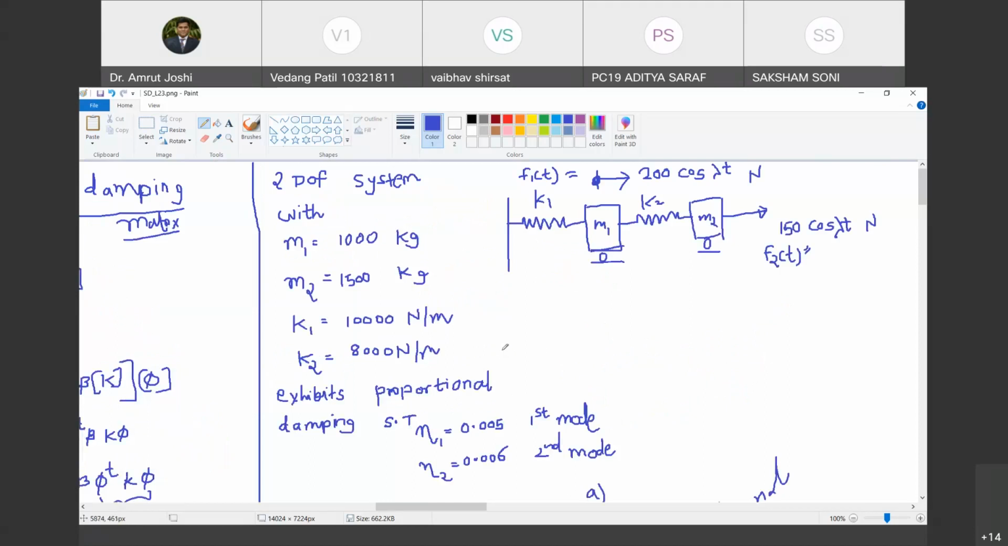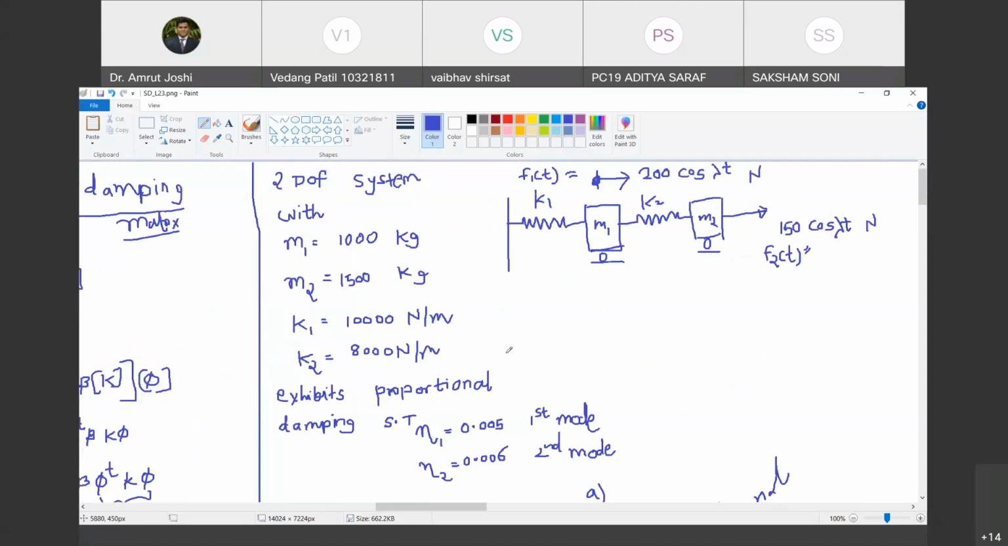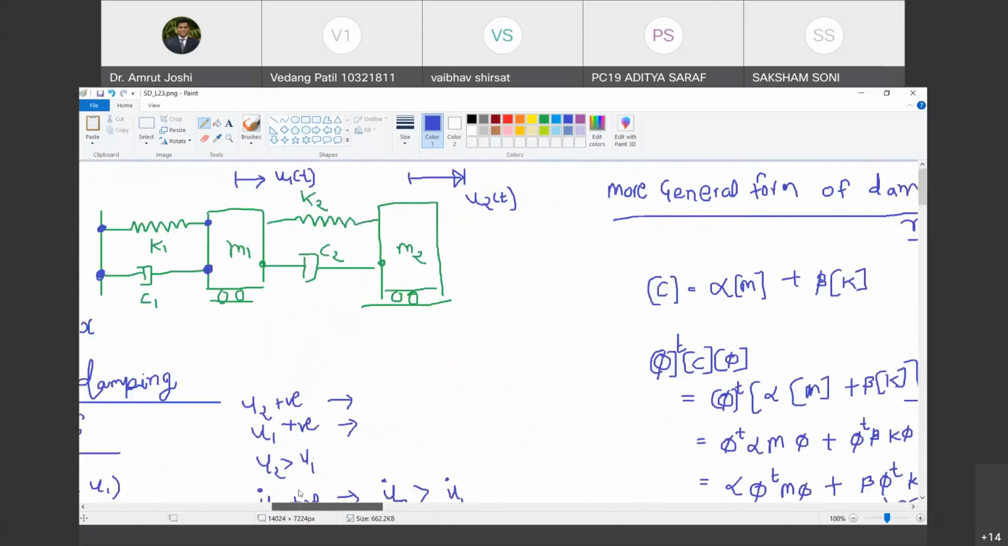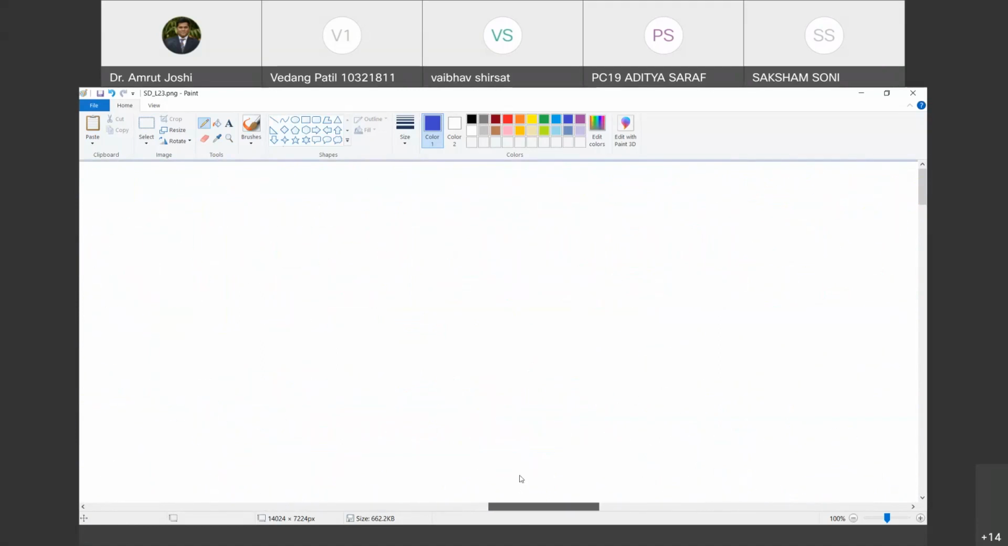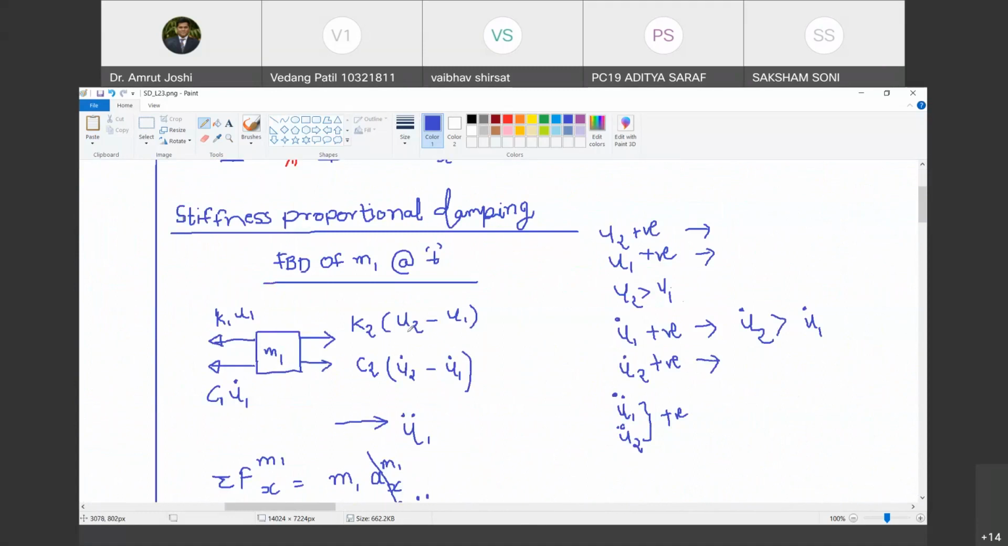Sir, here F2 of t should be greater than F1 of t, right? Because we are saying that U2 is greater than U1. No, that is our assumption. We always had a scope for U2 being less than U1. When U2 becomes less than U1, because of the sign of U2 minus U1, the force direction gets self-adjusted. For example, if U2 is less than U1, this sign becomes negative. That means K2 into U2 minus U1 is a negative quantity, which means it is acting towards left. Are you with me? Yes, sir.